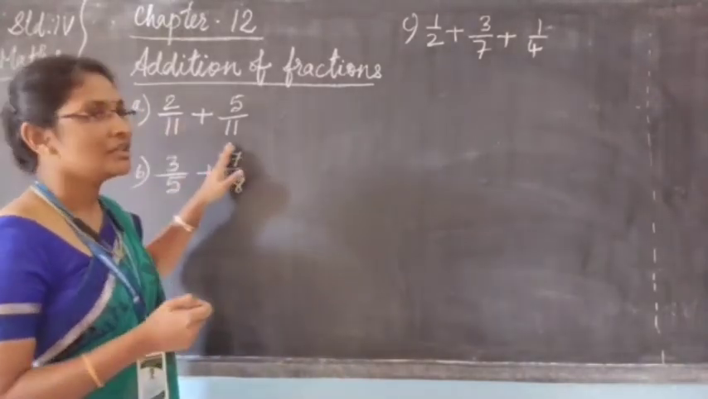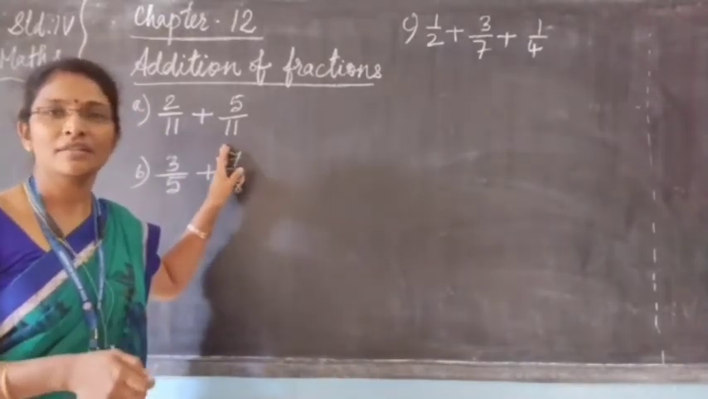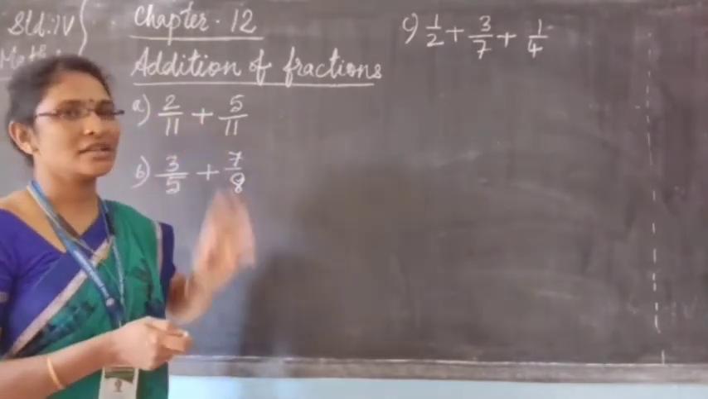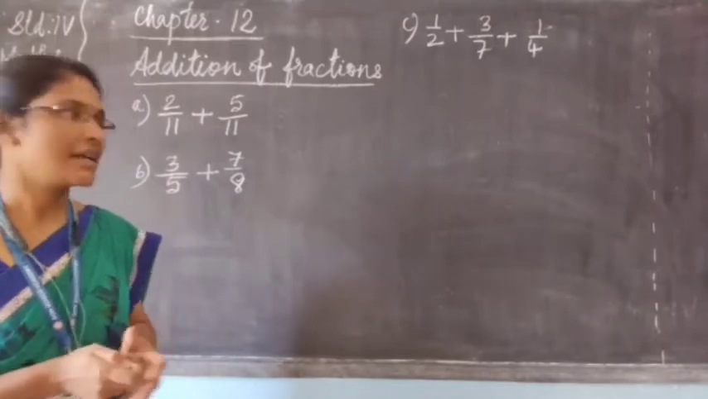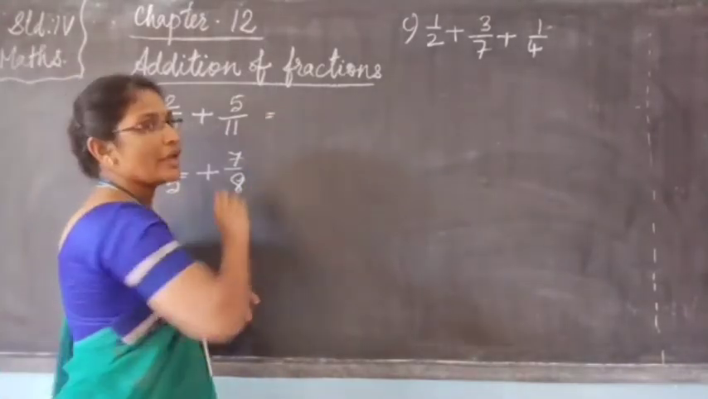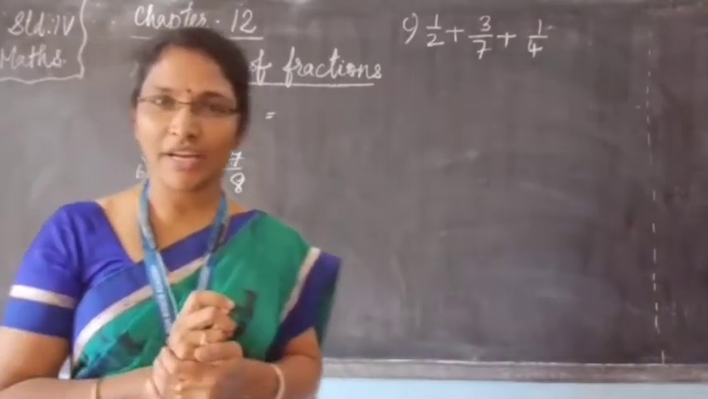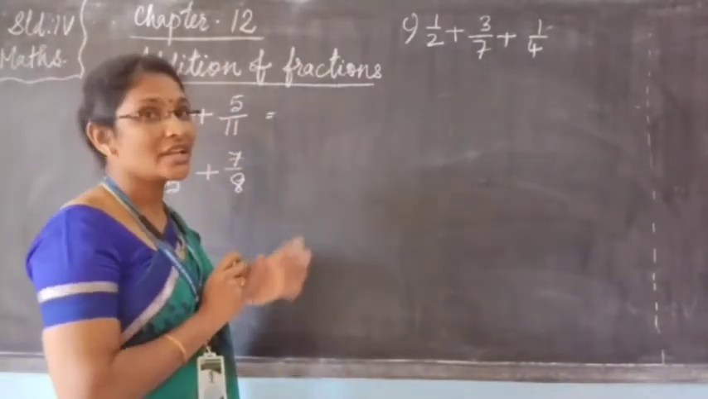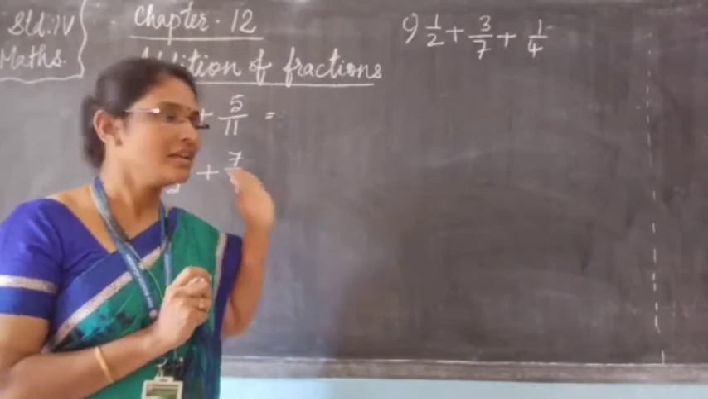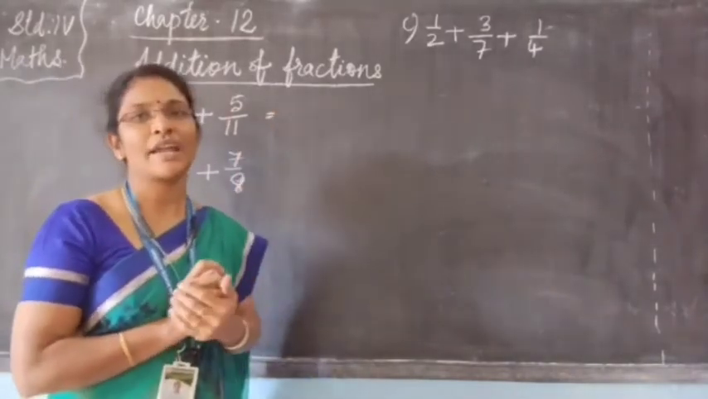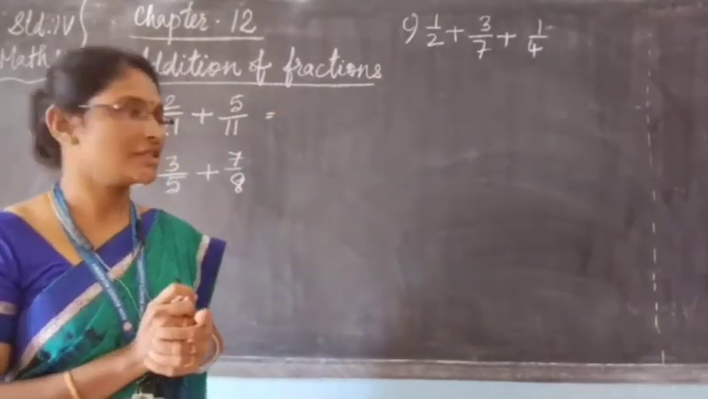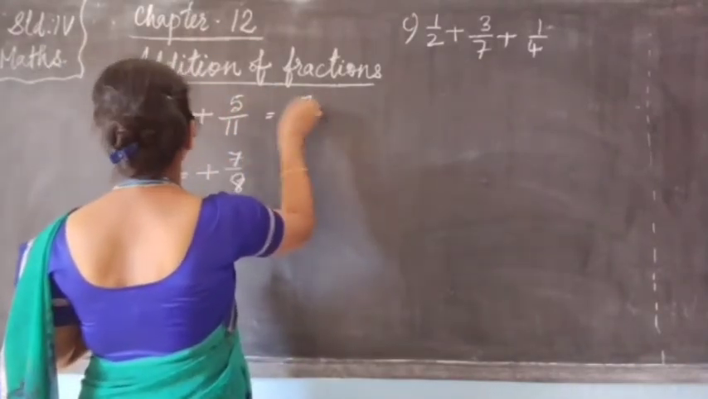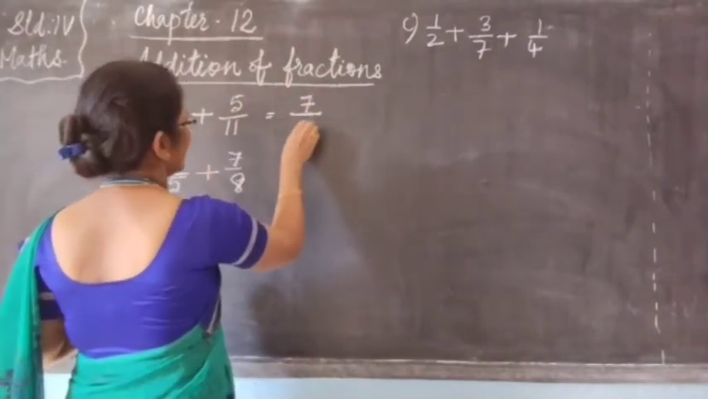You can see here the denominators are the same. Both have 11 as the denominator. In this case, what do we have to do? We have to add the numerators by the denominator of both the numbers. That is 11. That 11 only we have to write as the denominator here. 5 plus 2 is 7 by 11.